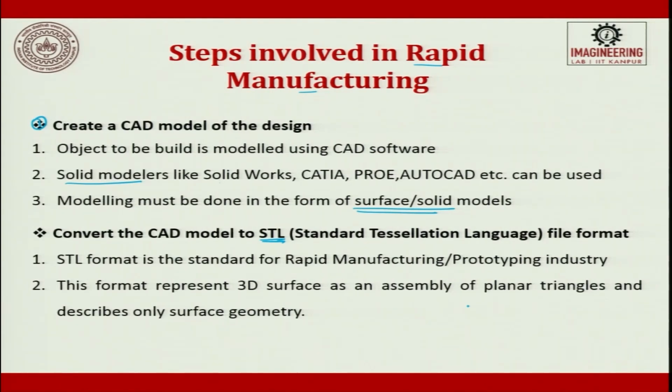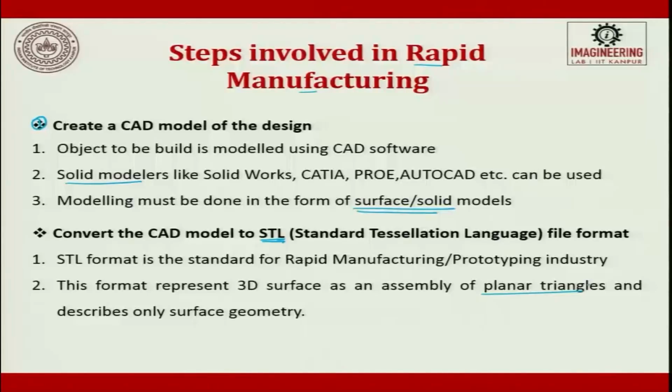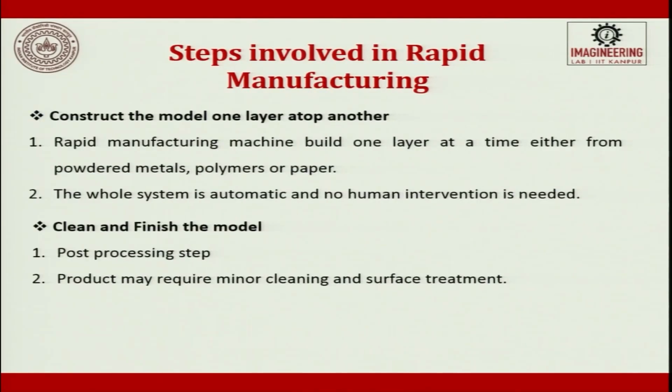Now, the surface will be cut into several small planar facets. Why are we doing it? Because on these planar facets you can draw a normal to the planar face, and then you can say whether there is a presence or absence of material. So, that is why we make these planar triangles, and then we draw a normal to the planar triangle to describe the surface geometry.